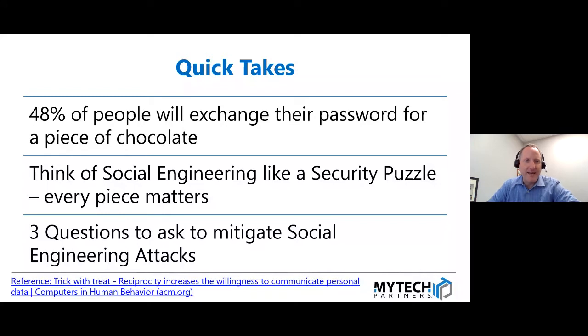Also, one of the other quick takes is that we wanted to have you think about social engineering like a security puzzle. And each piece of that puzzle is a piece of information that you do not want the bad actors or the social engineers to have. So think about that. We'll talk about that more a little bit later, but think about that as a security puzzle. Every piece matters. And finally, we're going to hit on the 3 questions to ask. Really ask yourself when you're in a situation to mitigate social engineering attacks. So those are the quick takes from today.